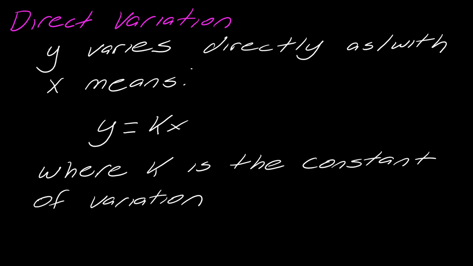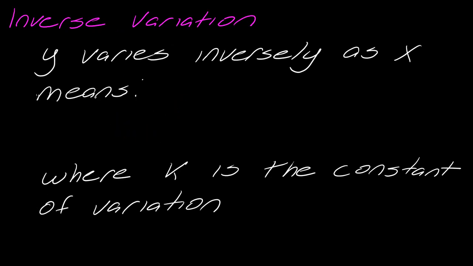Just noticing this flow, the other definitions are very similar, almost the same except for the equation. Moving on to inverse variation, I went ahead and filled this in already. Notice y varies inversely as x means, so very similar. Instead of y varies directly, now it's y varies inversely. For this one, it's going to look like y equals k over x, where once again k is the constant of variation. I would take a moment to write down these definitions if you haven't, so pause the video if you need to.